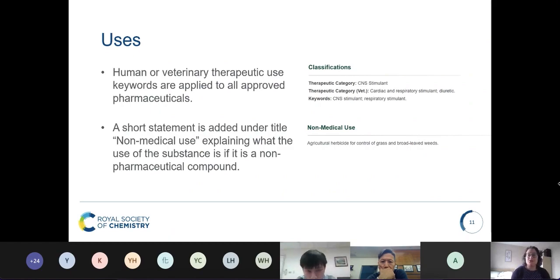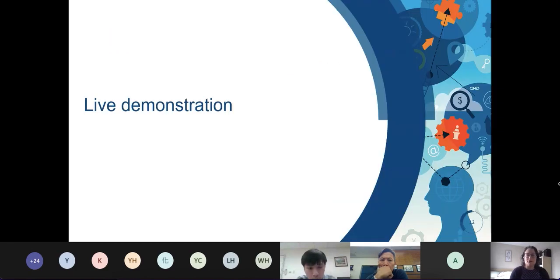And for anything that's not a pharmaceutical, we can fill in a field called non-medical use, which again will give you a quick overview of what that substance is used for and any details about it. For example, this one says it's an agricultural herbicide. And that is the end of our quick run through the monograph. I'm now going to go to a live demonstration. Do we have any questions before I move on?